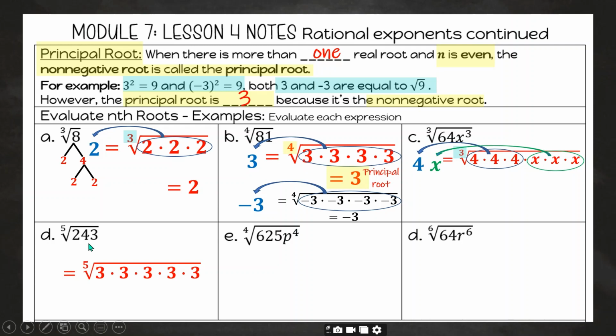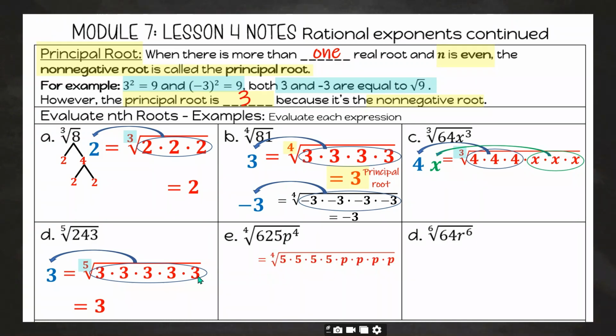243, if I factor that out, happens to be 3 times 3 times 3 times 3 times 3. I am looking for the fifth root of 243, which happens to just be 3. And if you are questioning my math skills, you can go ahead and type this into a calculator. If you have the TI calculator at home, you can use that. Otherwise, you can go to desmos.com and use their scientific calculator.